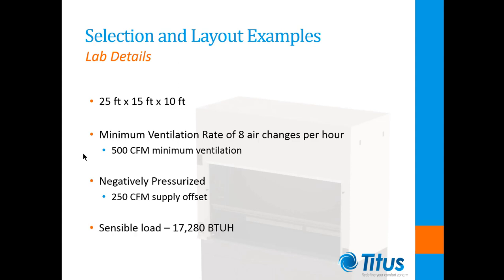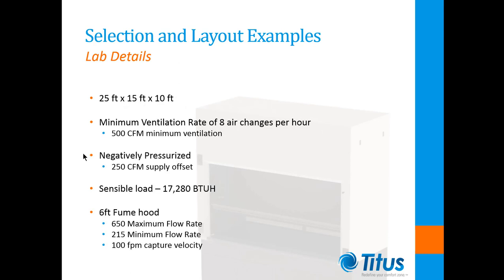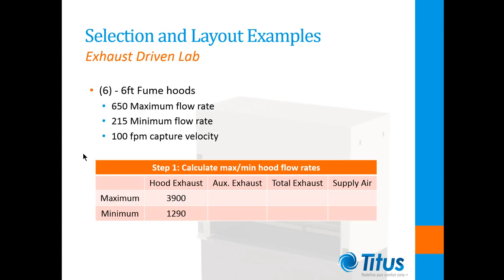Sensible load in these labs is 17,280 BTU per hour. The fume hoods used in these labs will be 6-foot hoods with maximum exhaust flow rates of 650 CFM each and minimum airflow rates of 215 CFM. Capture velocity of this hood is 100 feet per minute. The first example we'll look at has 6-foot fume hoods. Using the design conditions we covered, we'll start by calculating our required airflow rates and then select and lay out diffusers for the space.